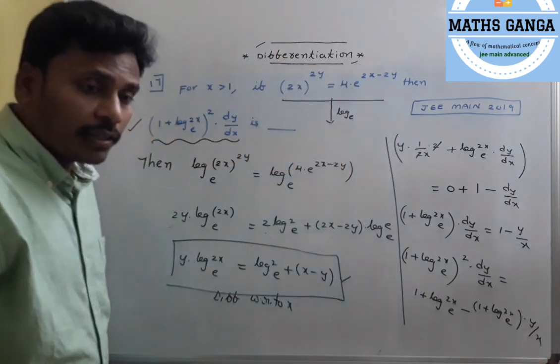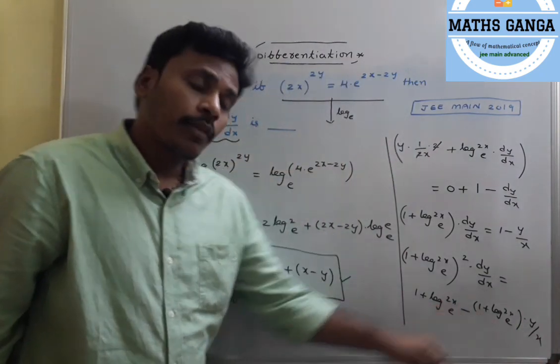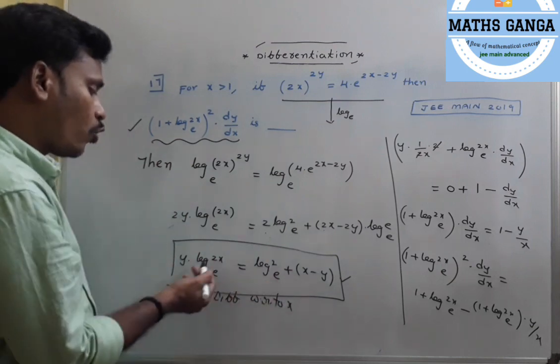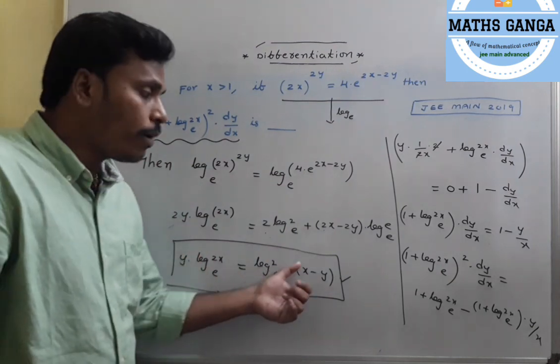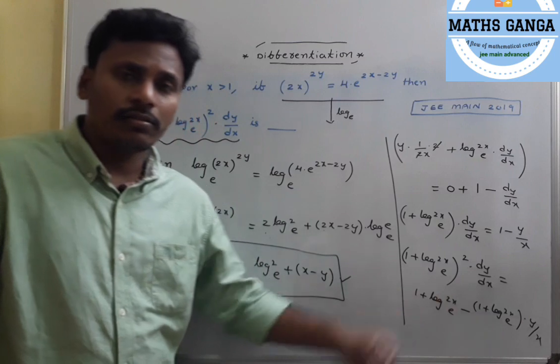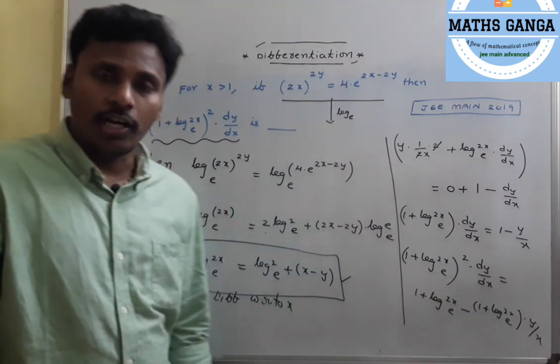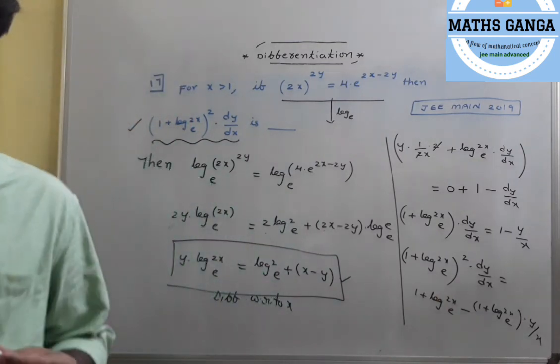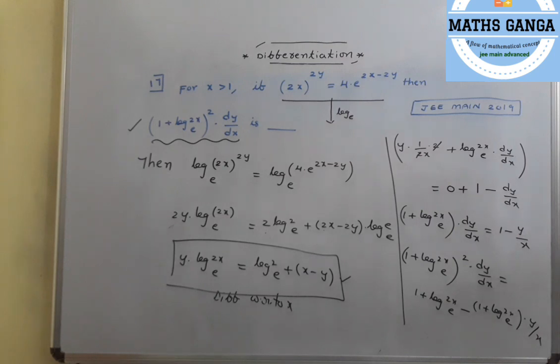Further, we need to simplify this part using 1 plus log 2x base e as log 2 base e plus x there, and on further simplification you will get the answer. Okay, have a look. Complete the simplification part, you will get the answer. It's a Mains 2019 problem.